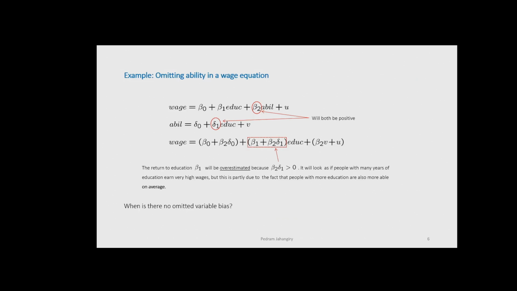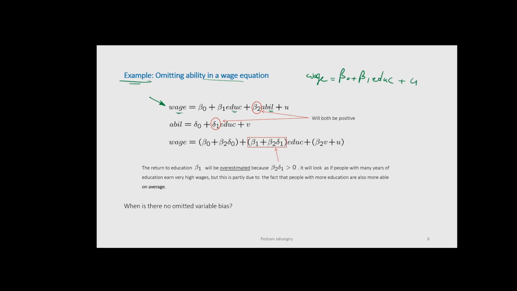Okay, let's look at a real world example. We are omitting ability in the wage equation. So we're regressing wage on education and ability. But in our data, in the Wooldridge data set, there is no variable called ability. So what does it mean? It means that this is the true model, or at least the model that you're interested in, but practically you cannot use that model. You're going to end up with this model: wage is equal to beta 0 plus beta 1 education.